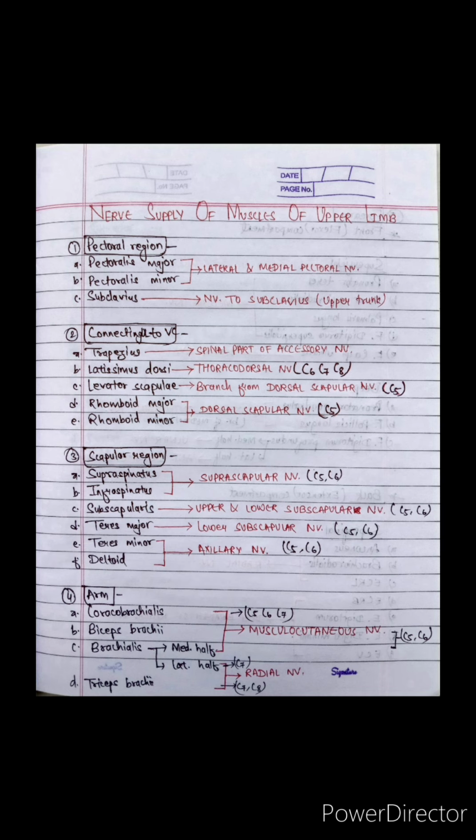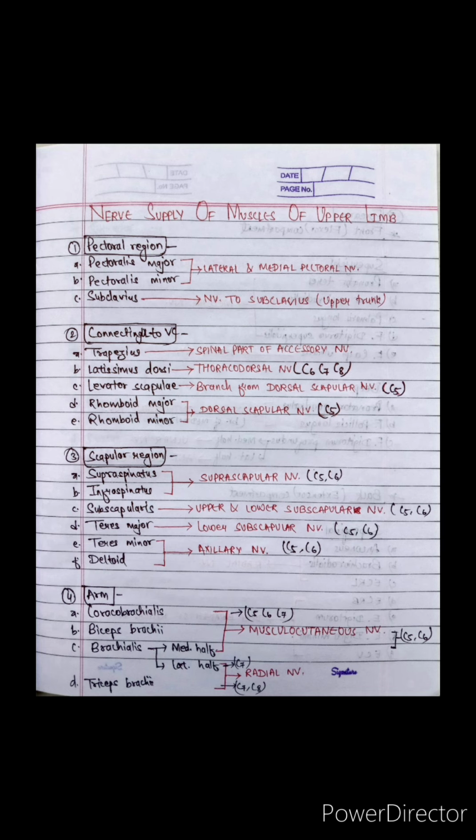Number 3. Scapular region. Here, all the muscles are supplied from posterior cord. So its root value is C5 and C6. Supraspinatus and infraspinatus are supplied by suprascapular nerve. Subscapularis is supplied by upper and lower subscapular nerve. Teres major is supplied by lower subscapular nerve, and teres minor and deltoid are supplied by axillary nerve.